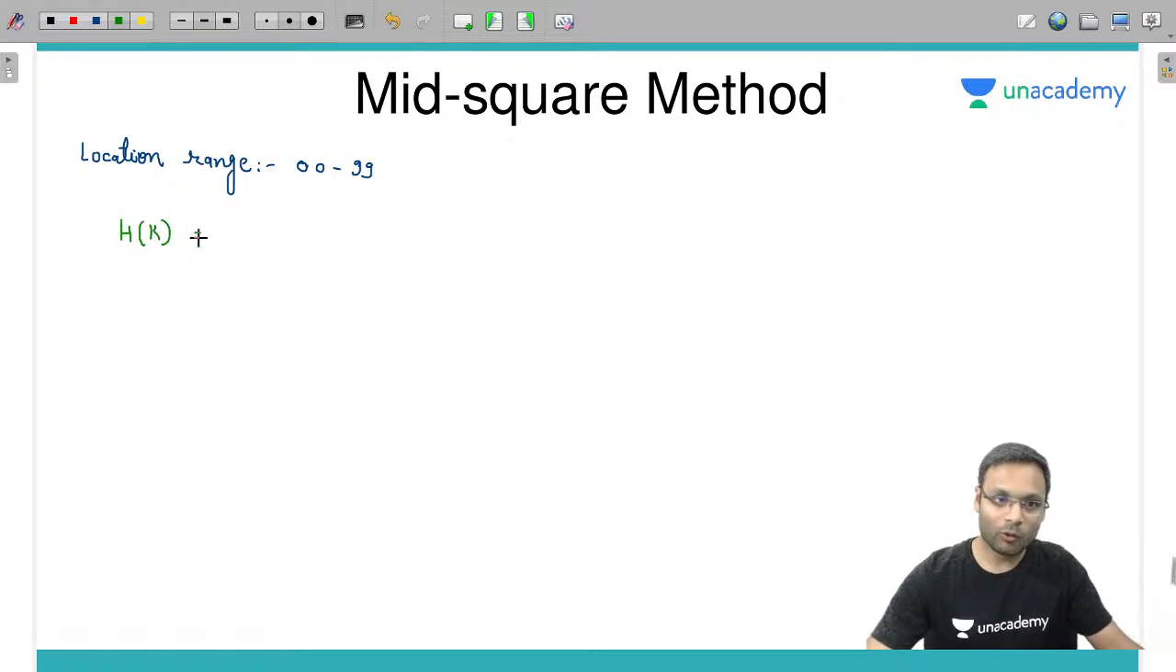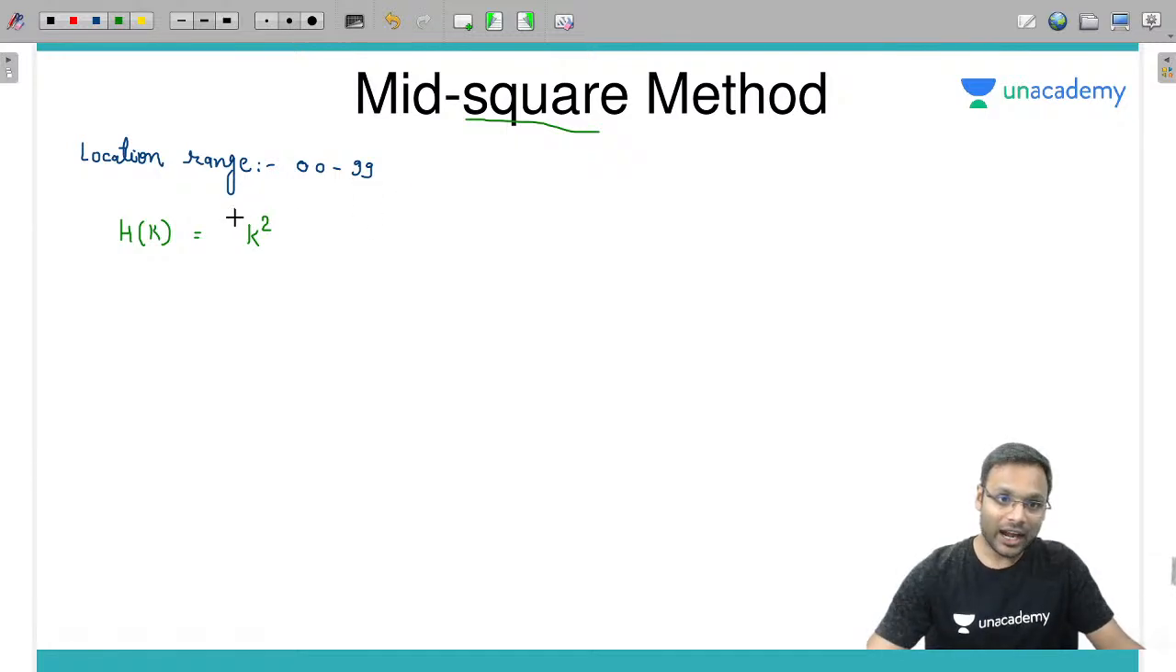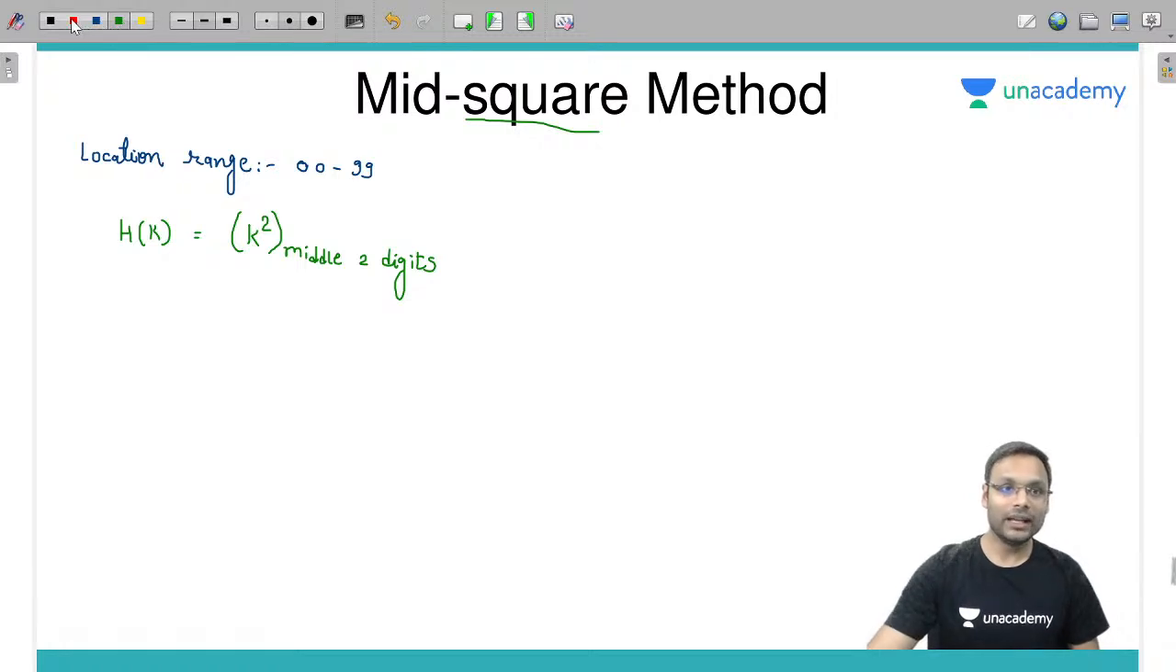Then h of k will be what? h of k is equal to, first of all, you take the square of key k, and from that you choose the middle two digits. Select the middle two digits, that will be your location. Now you will say, sir, what is this? But that is how it is.